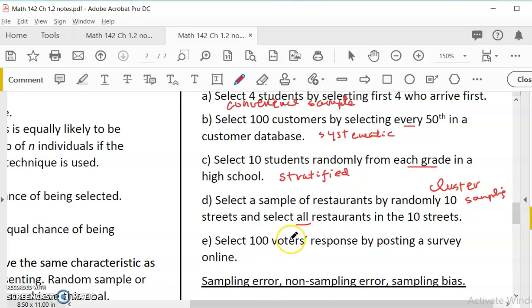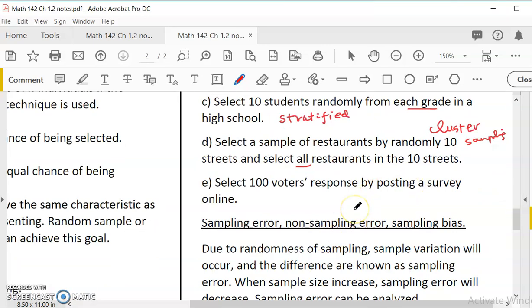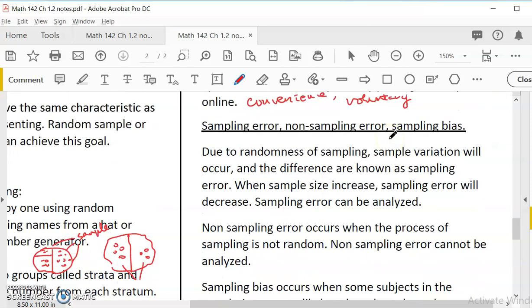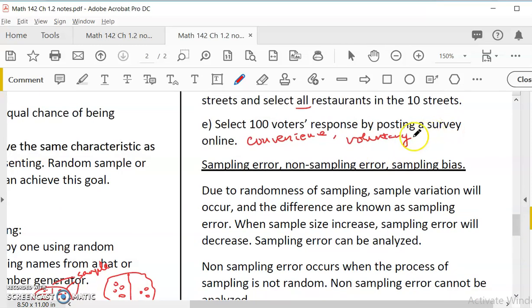E. Select 100 voters who respond by posting a survey online. So you let people come to you. So that's convenience also. In addition to being convenience sampling, it is a special case that is voluntary, because the researcher never selects the sample. The researcher lets the sample come to them. People with strong opinions will come. So this is also not random.